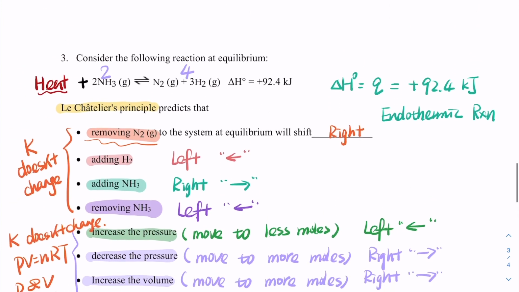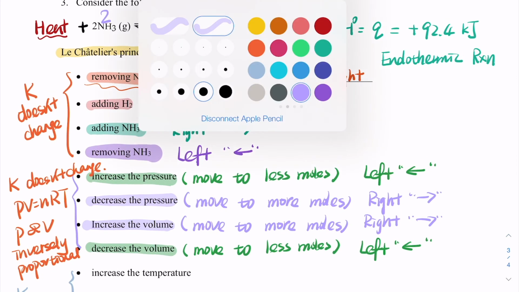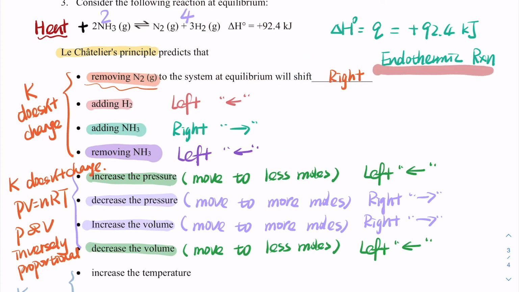Now let's look at this particular equation. We already figured out it's an endothermic reaction because delta H is a positive value, so the heat will be part of the reactants. If you increase the temperature, that means you increase the heat, and heat is part of the reactants in an endothermic reaction. So the stress is added to the left side of the reaction.